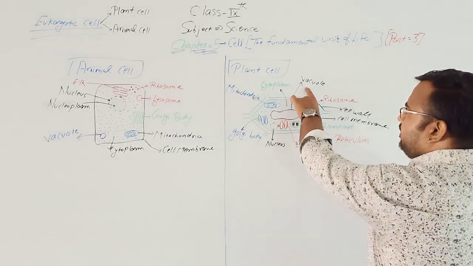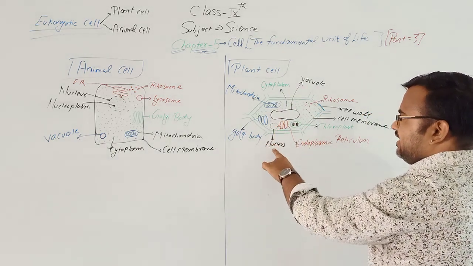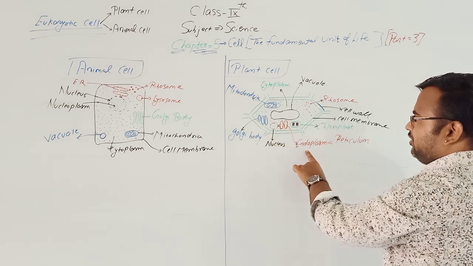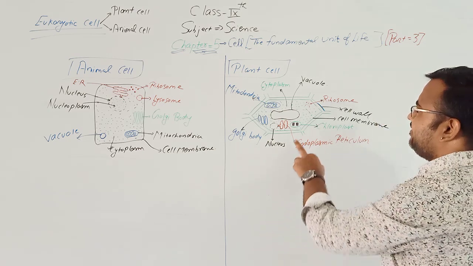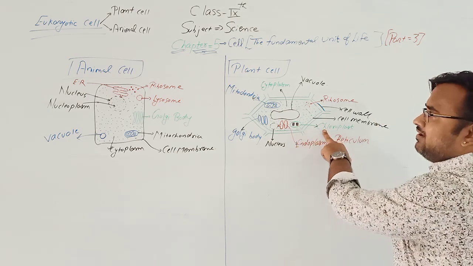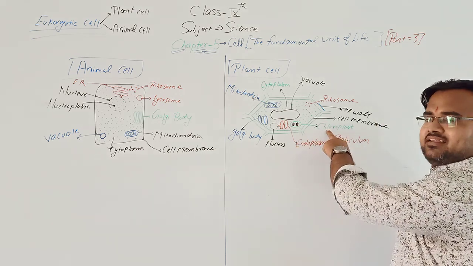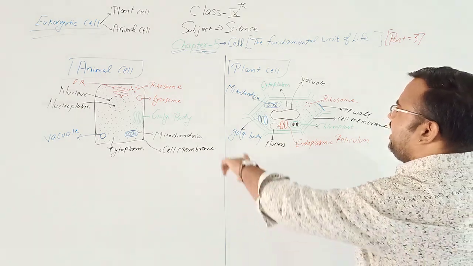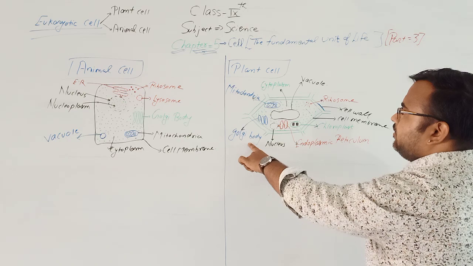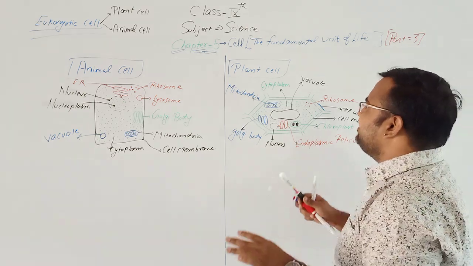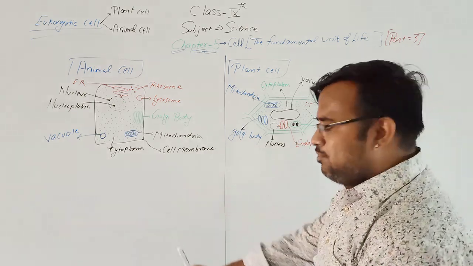This is vacuole, this is nucleus, endoplasmic reticulum. Now the most important thing which we have to see in the plant cell is chloroplast. Chloroplast is present in the plant cell. And this is mitochondria, this is Golgi body. So now we'll see the difference between the animal cell and plant cell.